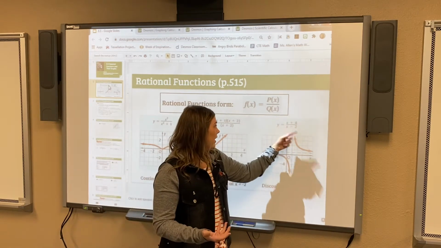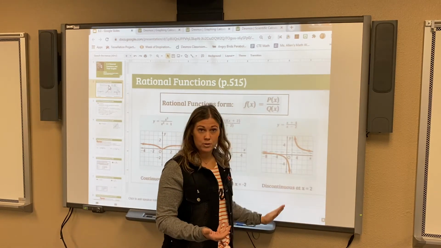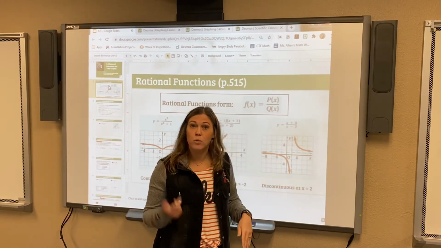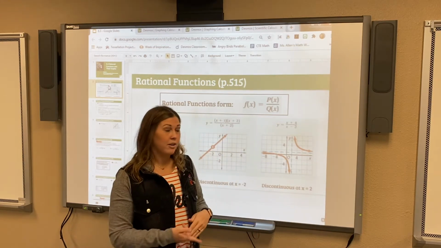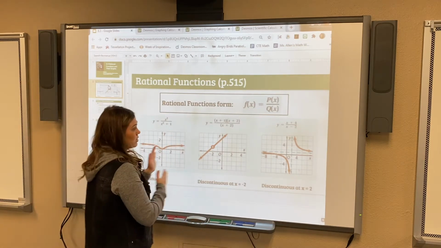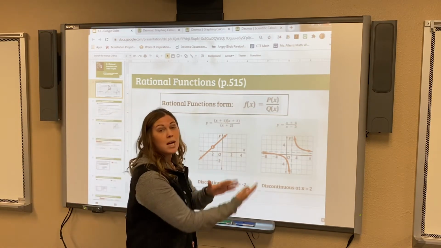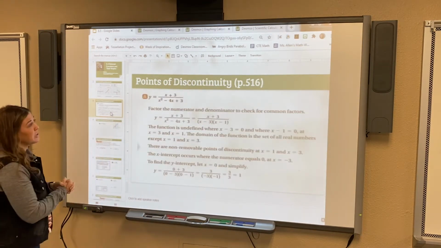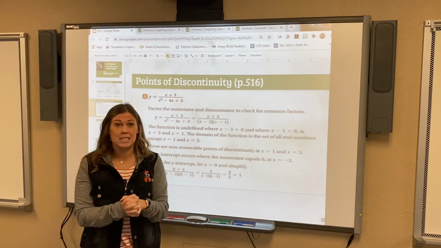Here, at 2, there's a vertical asymptote. And then we also have a horizontal asymptote, which we'll find in just a second how to find. You can have continuous or discontinuous at certain points, and you may have holes or asymptotes. So let's get started figuring out points of discontinuity.